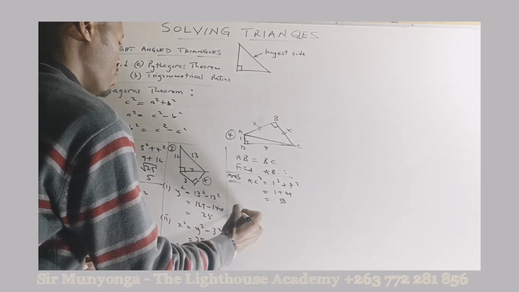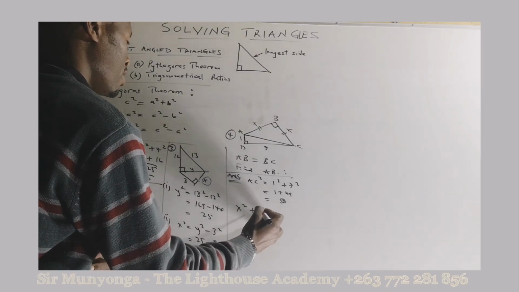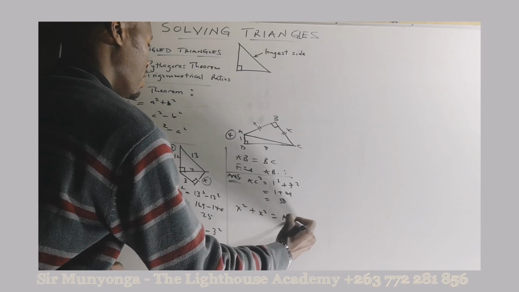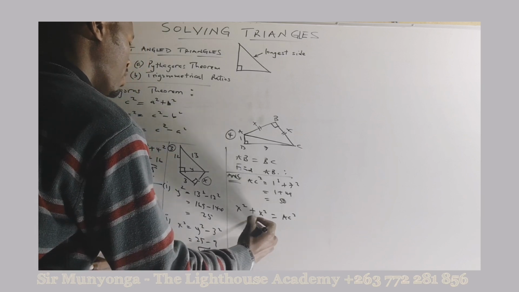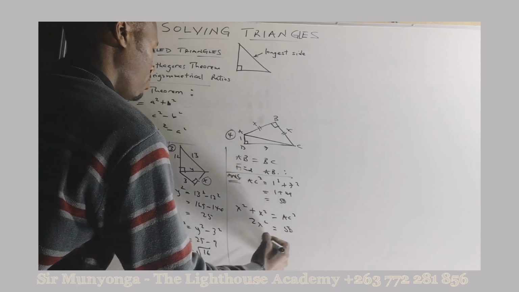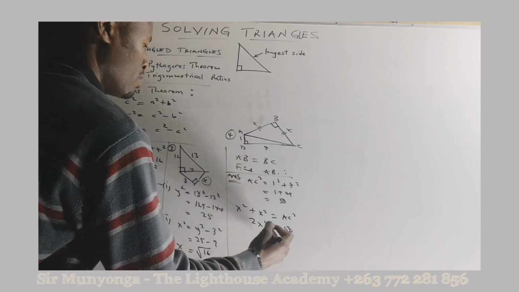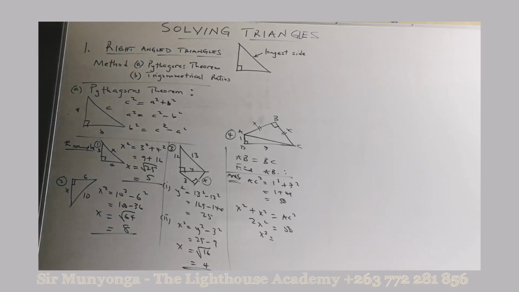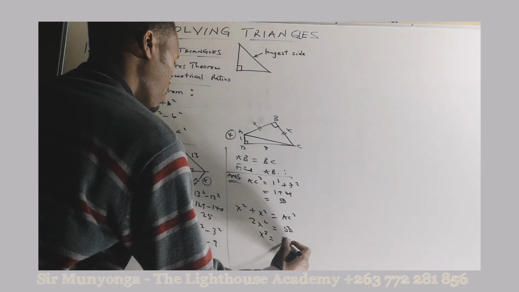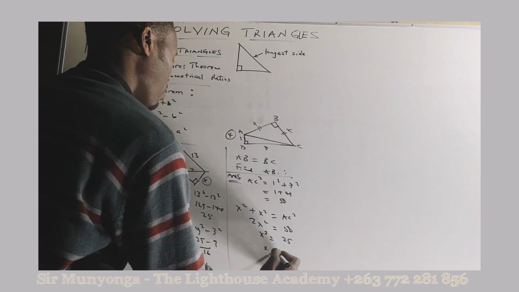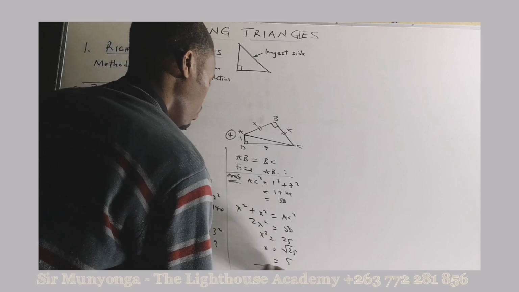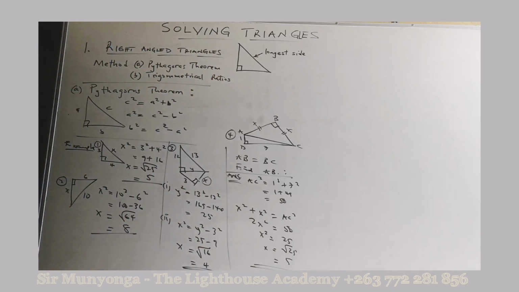Let's apply the Pythagoras Theorem there. It says x squared plus x squared is equal to AC squared. x squared plus x squared is 2x squared. AC squared is 50. Now, let's solve the equation for x. We divide both sides by 2, and x squared is equal to 25. We introduce the square root, and we get x is 5.